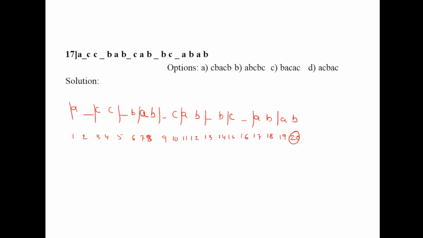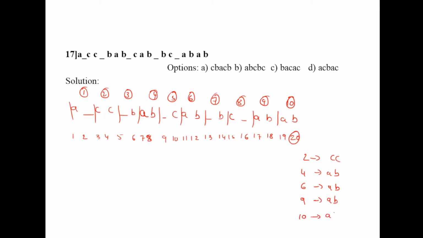So which are the groups having continuous letters? I will number them: 1 2 3 4 5 6 7 8 9 and 10. Which are the groups which are already completed? The second group with CC, next the fourth group with AB, next the sixth group with AB, and the ninth group with AB, the 10th group is also with AB, right? So it indicates that a letter which starts with A must end with B, or when a letter ends with B it must start with A.